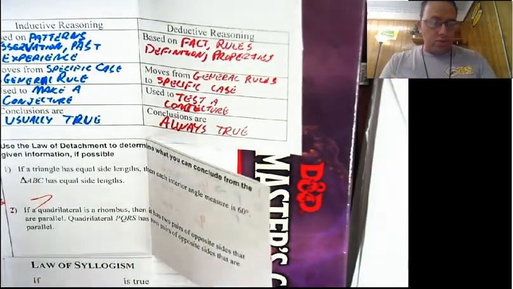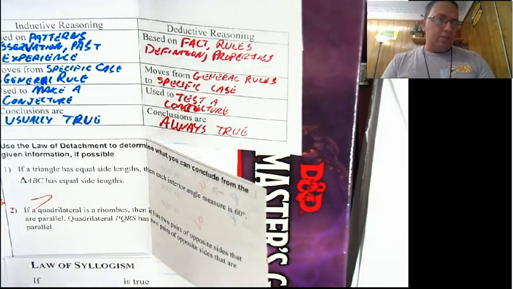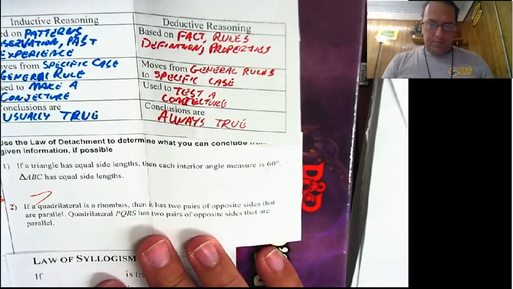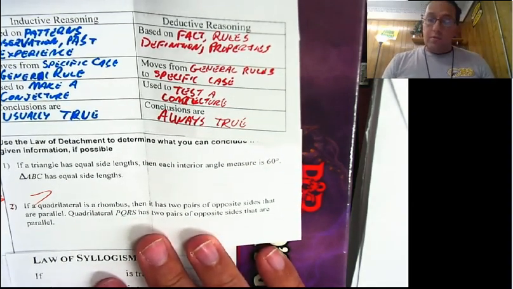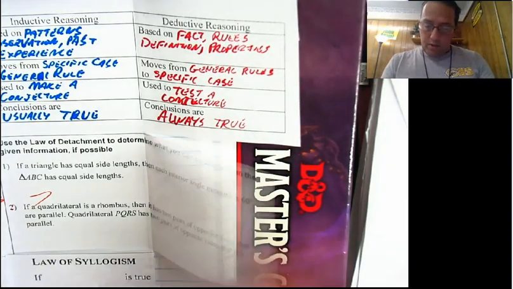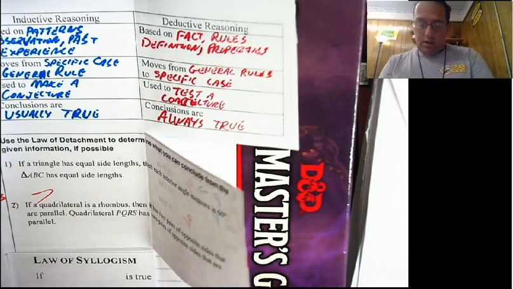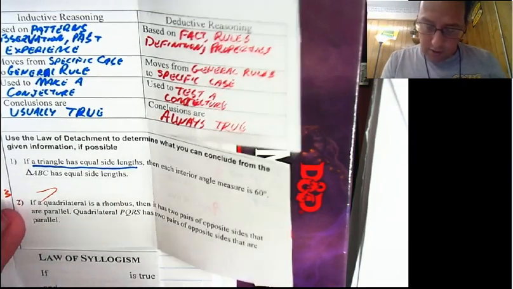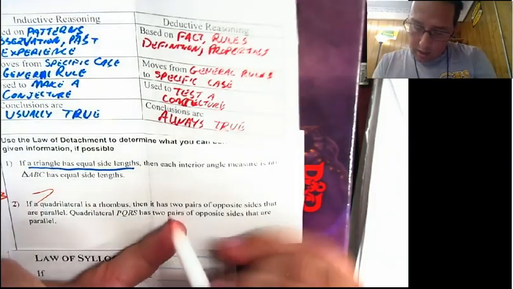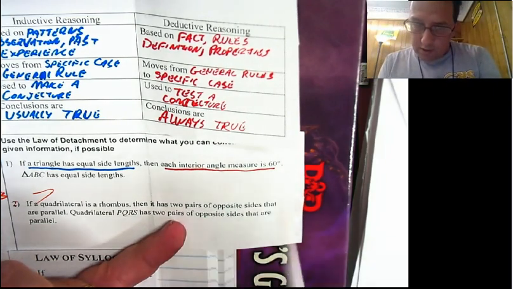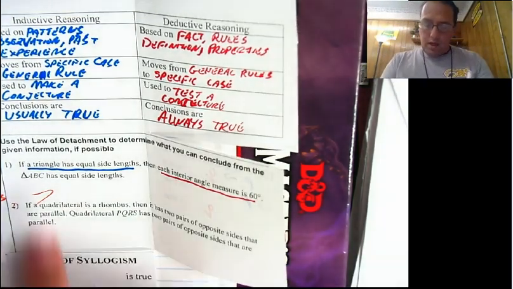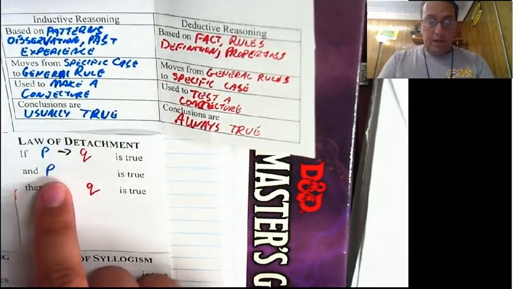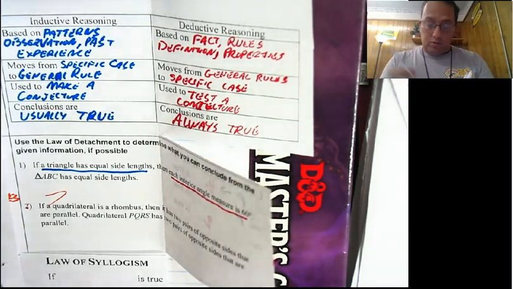We actually see them. So what we have here: if a triangle has equal length sides, then each interior angle measure is 60 degrees. Triangle ABC has equal length sides. We said if P, then Q. So let's put this in if-then form. If a triangle has equal length sides, there's our hypothesis, and this is our conclusion: each interior angle measure is 60 degrees. Triangle ABC has equal length sides, right? So that's our P. The hypothesis is true. So we're good.